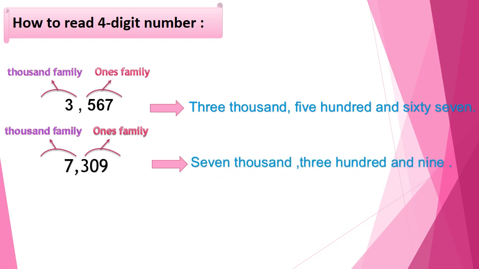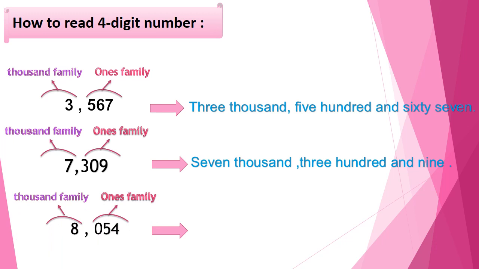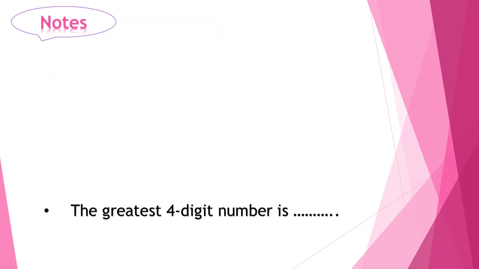7309. The last example, start from the right: 1, 2, 3, comma. I have 2 families now. Start reading from the left. 8000, and 54. I don't have any hundreds here, so it's 54. 8,054. Now we have some notes.